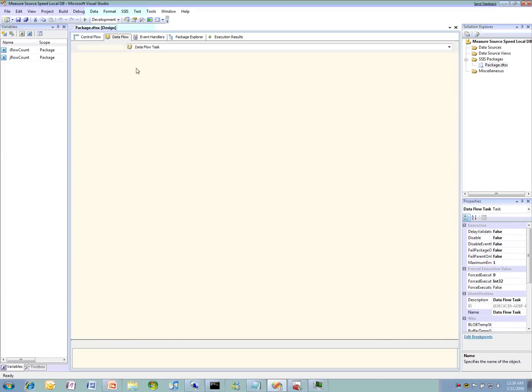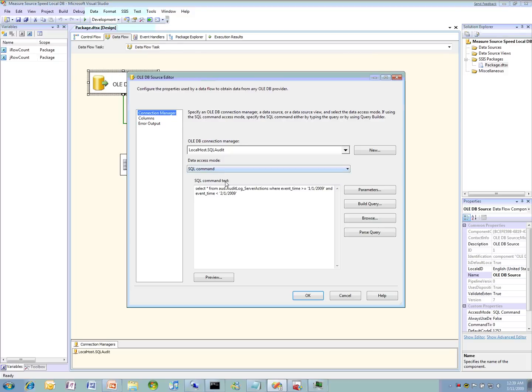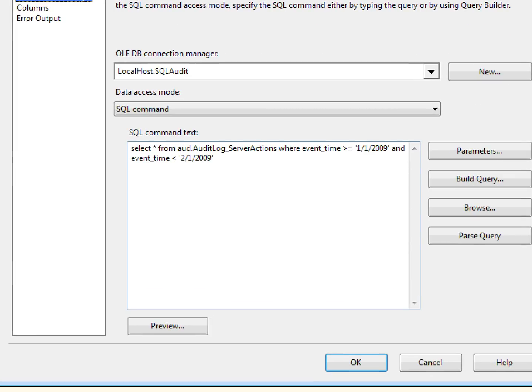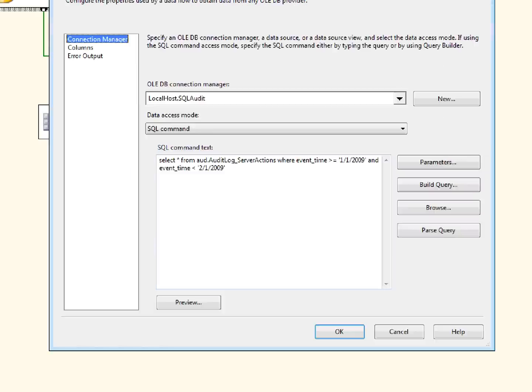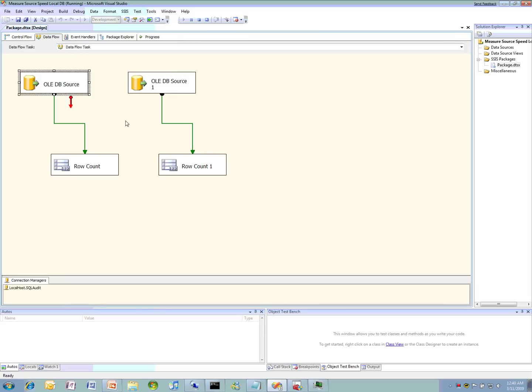Within the data flow task, we're running two data flows that will extract data from a SQL database and will do two different row counts. The OLEDB data source, you'll notice, is simply a select statement from a particular table for the month of January in this case, because the data is also partitioned by month. So for this first one, it'll be looking at the data for January, and for the second one, it'll be looking for the data for December. So let's run the package.